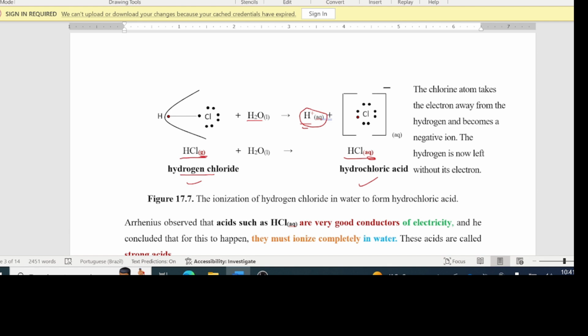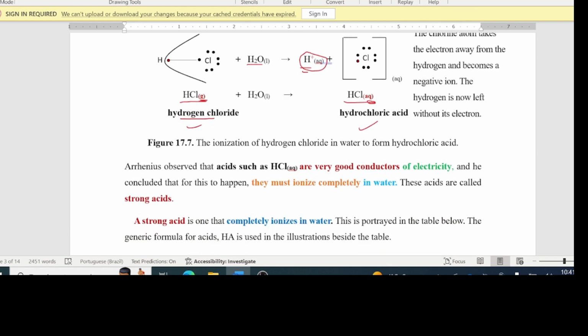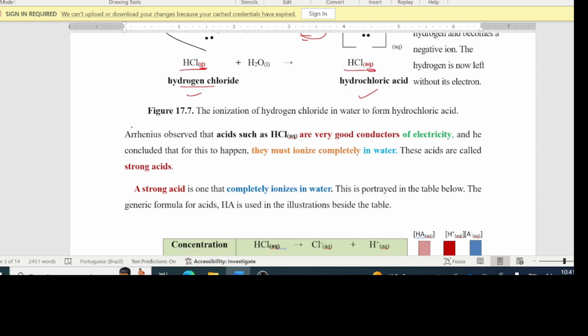So this is how hydrogen chloride becomes an acid. When it is dissolved in water, the more electronegative chlorine atom takes the electron away from the hydrogen and ionization occurs. Arrhenius, if you can remember, found that acids such as HCl are very good conductors of electricity. So if they're good conductors of electricity, it means they must ionize completely in water, because we said that it is the ions in an electrolyte that are responsible for the conduction of electricity.